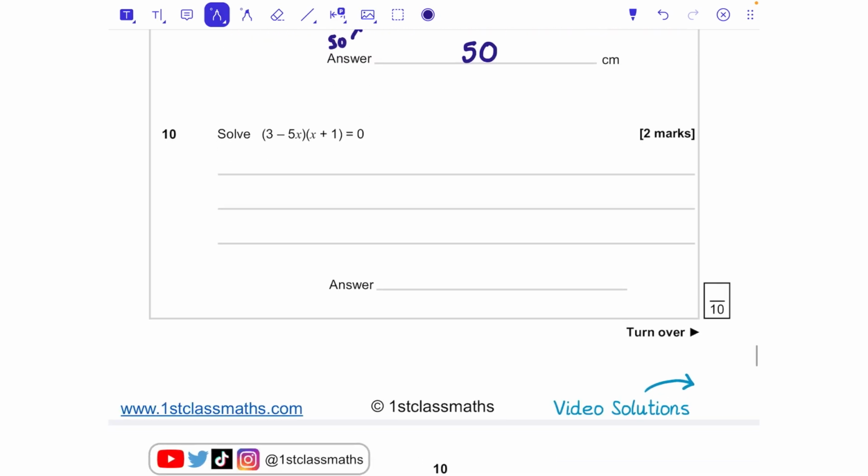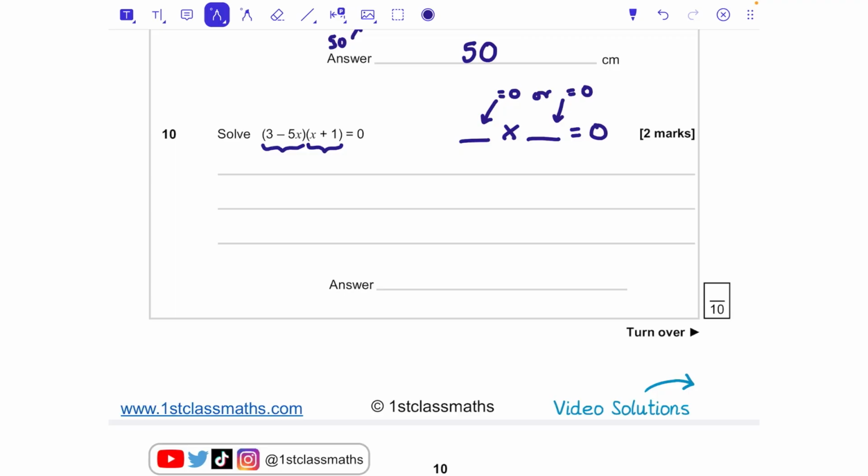Question number 10, solve 3 minus 5x, x add 1 equals 0. So here we've got a quadratic, but it's already been factorised for us, which is quite nice. Now we know in order for this to equal 0, these brackets are multiplying together. So it's 3 minus 5x multiplied by x add 1. And if two values are multiplying together to equal 0, the only way that that can happen is if this value equals 0 or this value equals 0. That's the only way that the numbers will multiply together to make 0.